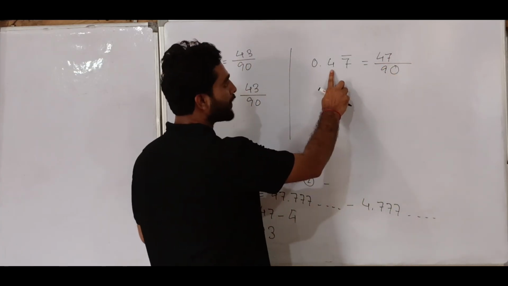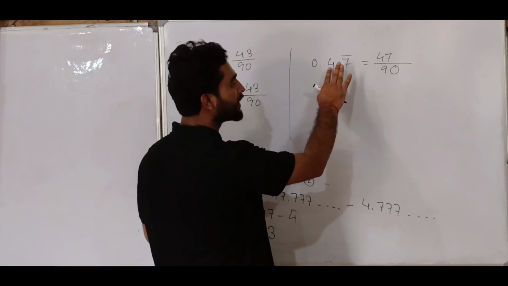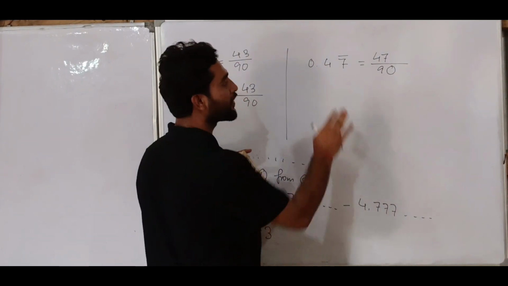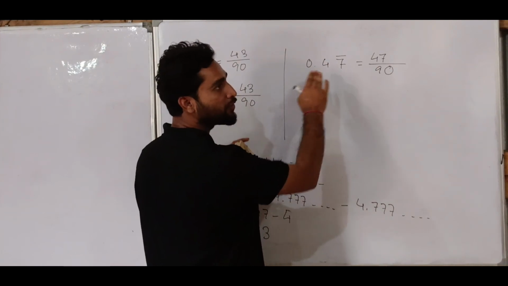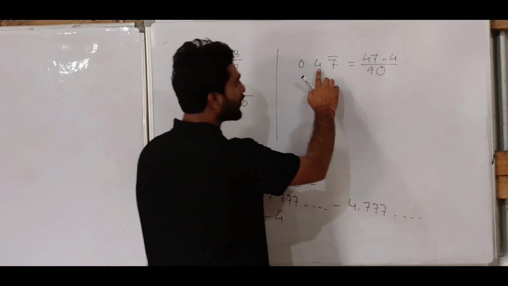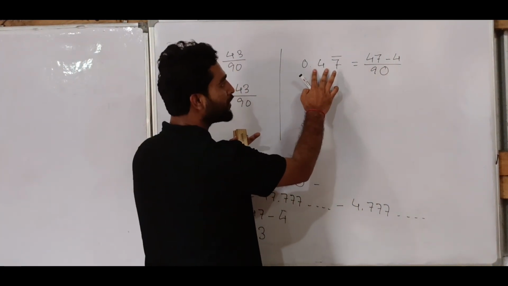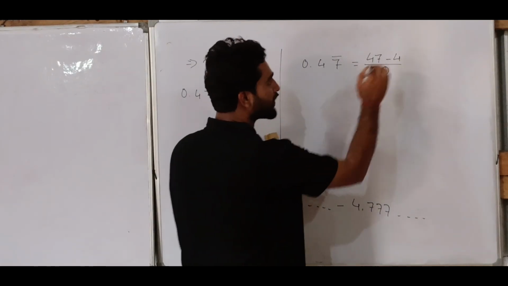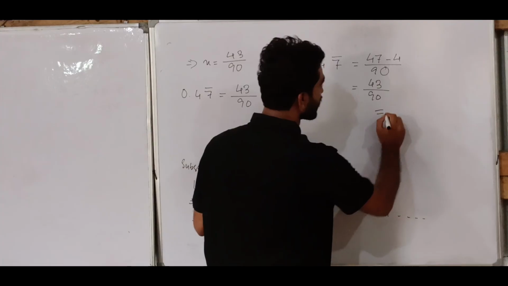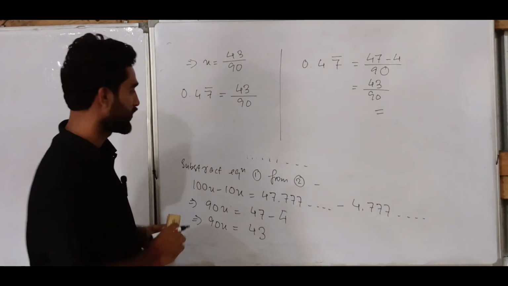Now you see, above the 4 a bar is not there. You have to subtract the digit which does not contain a bar. If one digit does not contain a bar, you subtract that one digit. If two digits do not contain a bar, you subtract the two digits. So you will get 43 divided by 90. This is the shortcut method and the other one is the long method.